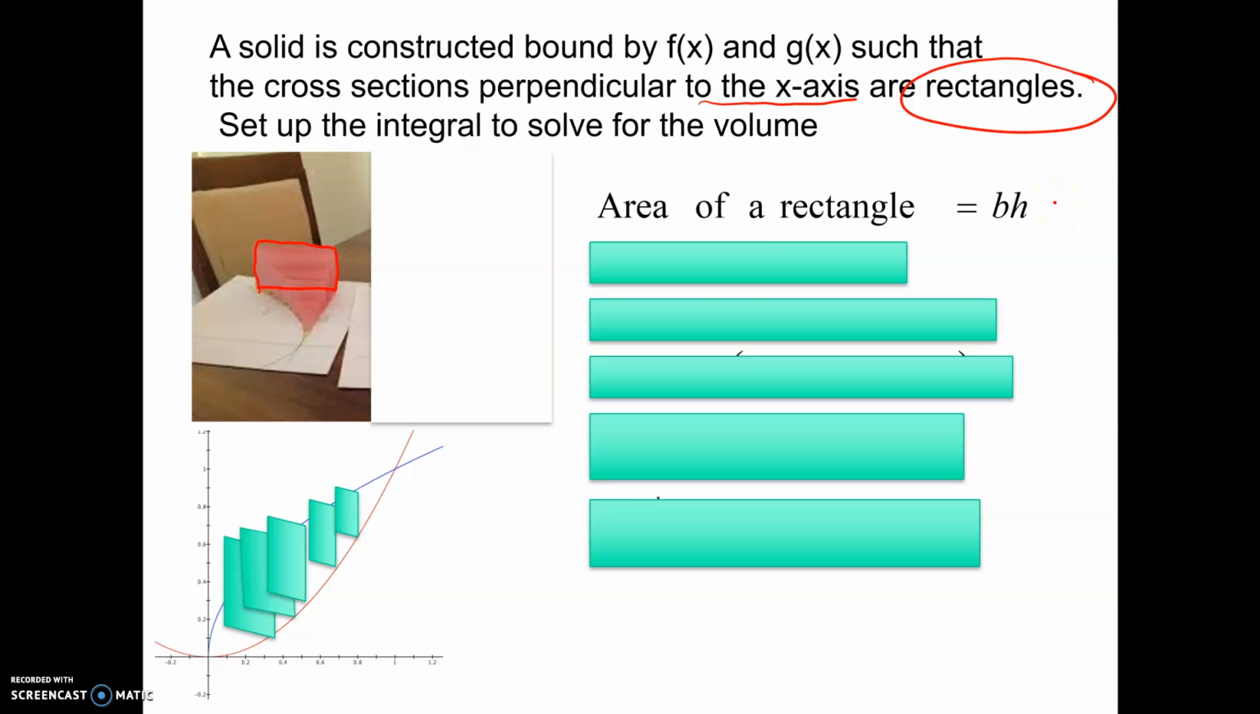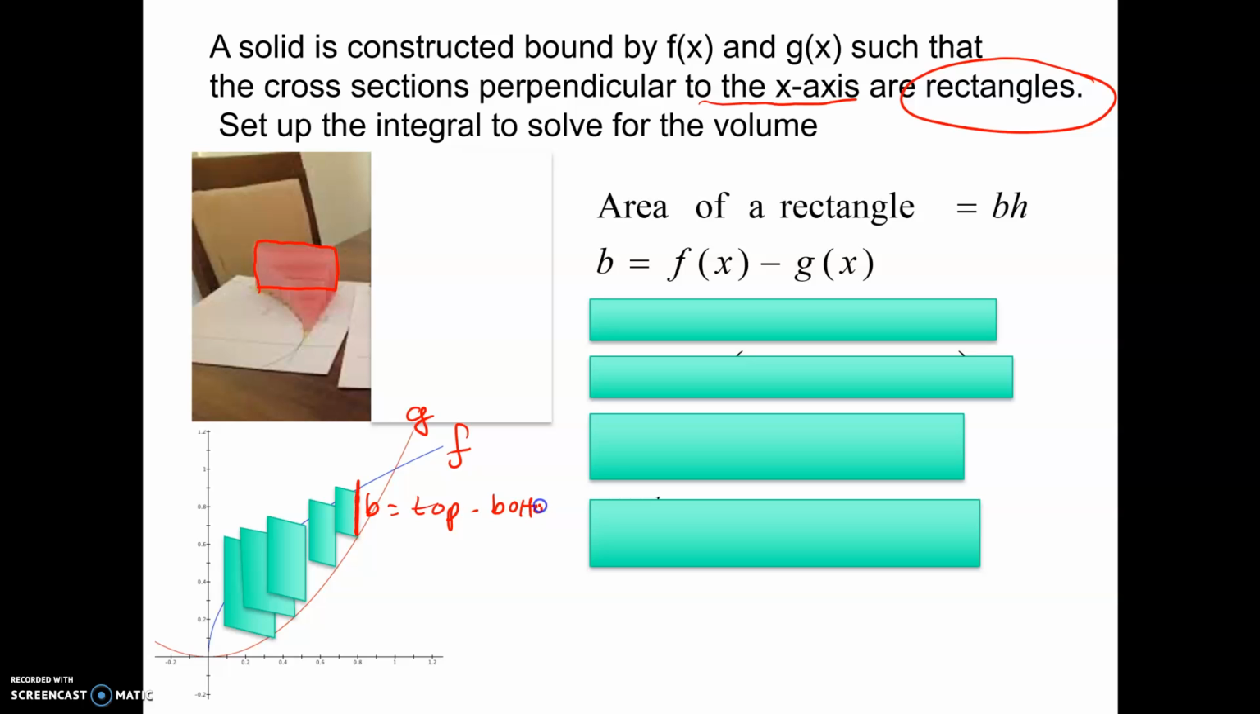So the area of a rectangle is base times height, or you could even say length times width. It really doesn't matter. So this blue function here is f, this red one is g, and this side of this rectangle is bound between the two curves, and this is b. And if I want that vertical distance, we always do top minus bottom so that we always have a dimension that is positive. So in that case, it would be f minus g.